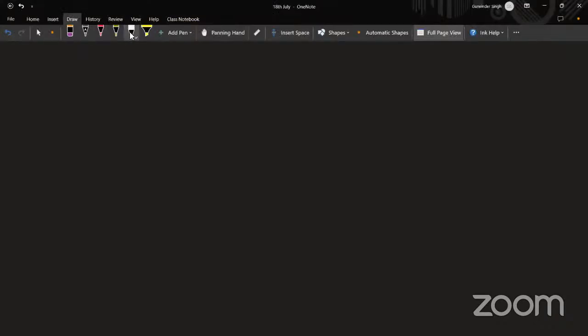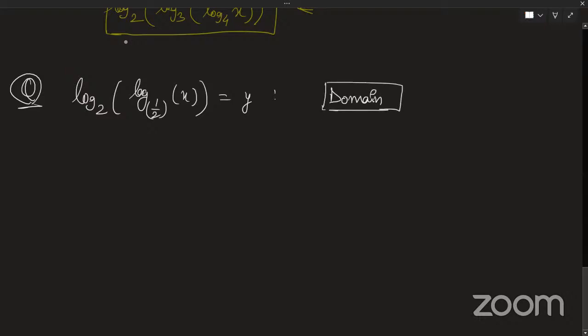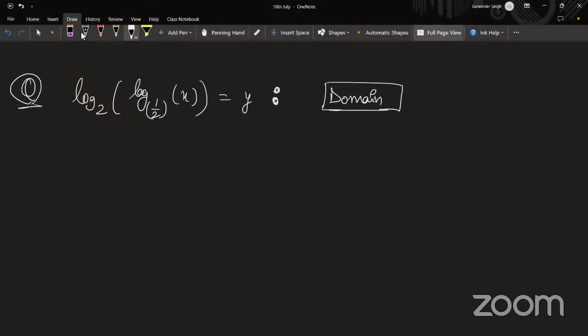So yeah, just one more problem. Bit tricky it is. So it is log base 2 of log base half of x. You need to find its domain. Should I solve this problem first? Okay, I will solve it, and one similar problem I will be giving you to solve.